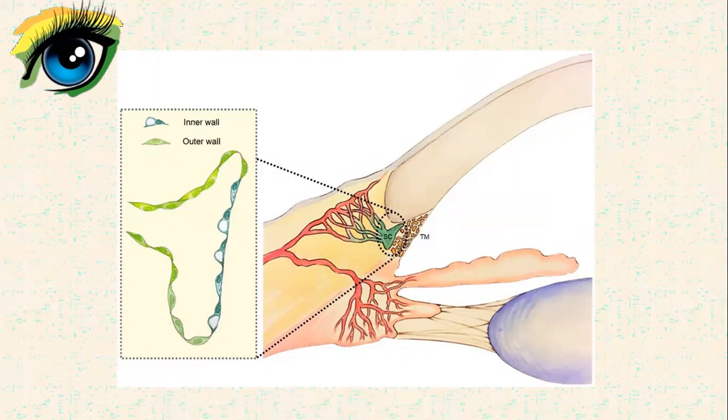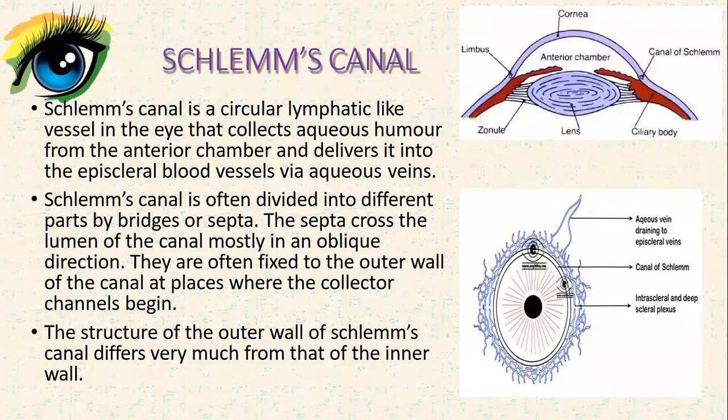Apart from these two things, I'd like to highlight over here the aqueous vein, which collects the aqueous humor from the canal of Schlemm and drains to the episcleral veins. Second, I'd like to show you the intrascleral and deep scleral plexus. These are the intrascleral plexus and deep scleral plexus.